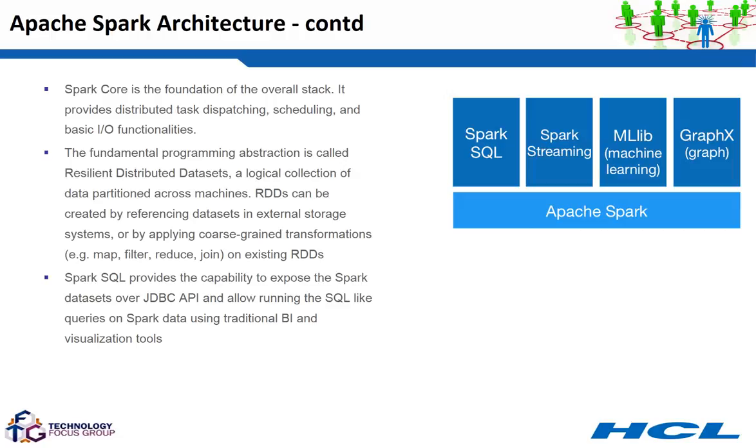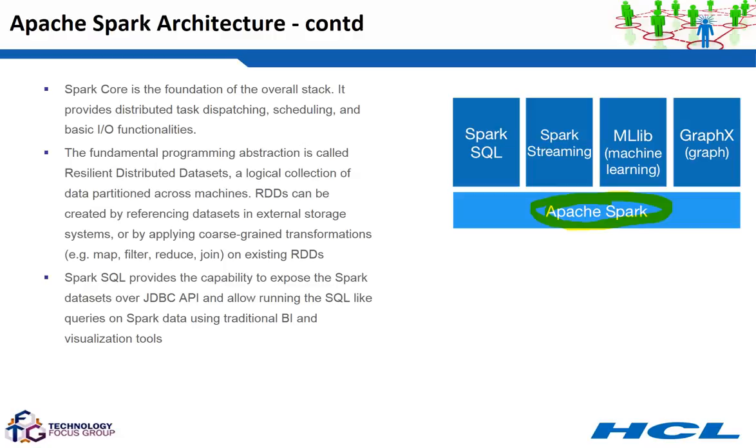And Apache Spark core. This core is the foundation of the overall Spark stack. Okay, so Spark core is the foundation of the stack. It provides distributed task dispatching, scheduling, and basic IO functionality. So all the job scheduling, task dispatching, etc. is handled by this core.